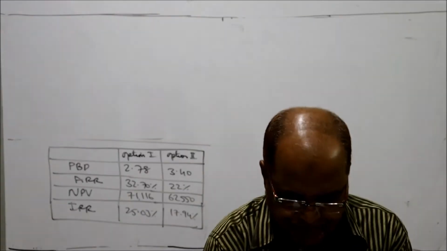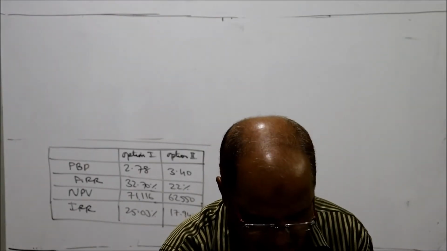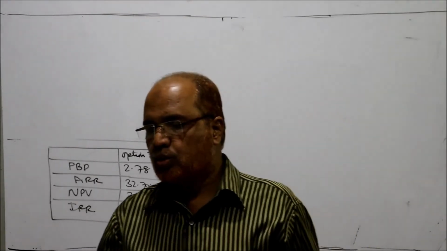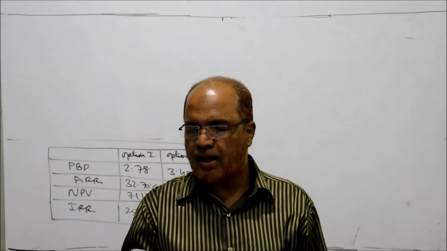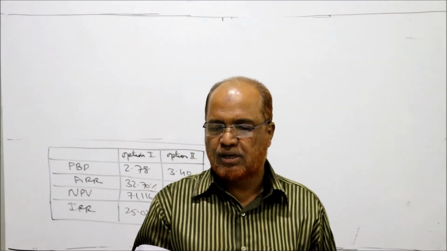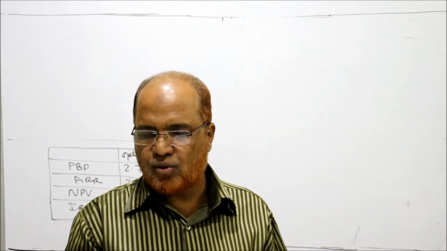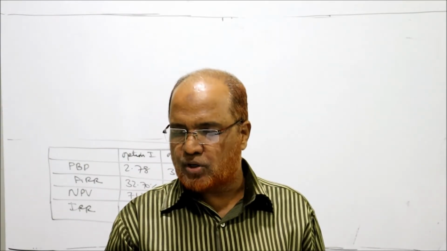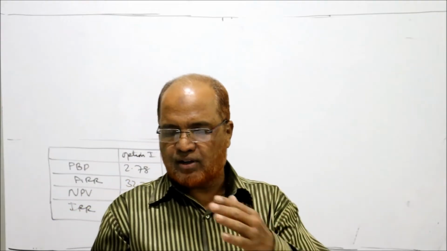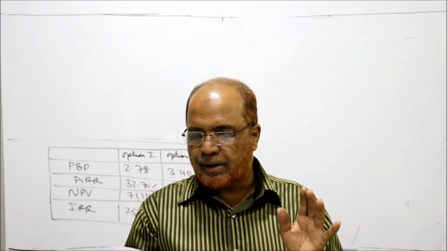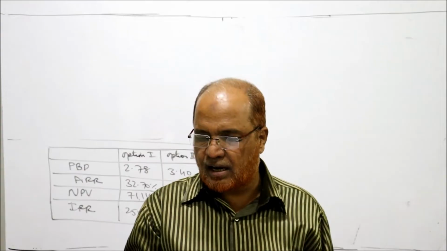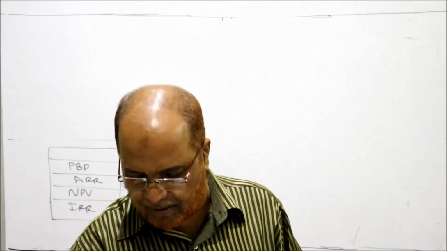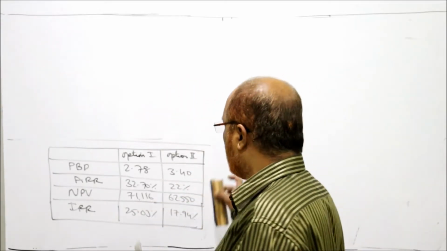See the next problem. The next problem is 32nd. A choice is to be made between two competing projects which require an equal investment of rupees 50,000 and are expected to generate net cash flows as follows. Year 1, 2, 3, 4, 5, 6, project 1, project 2. So cash inflows are fluctuating. The cost of capital of the company is 10%. Compute the NPV and IRR and suggest which project is acceptable. Only two methods we have to apply, that is NPV and IRR.